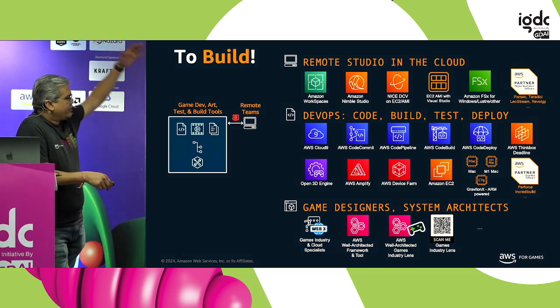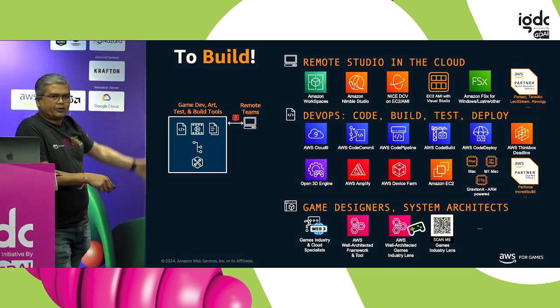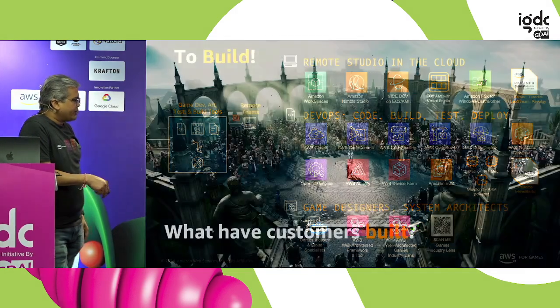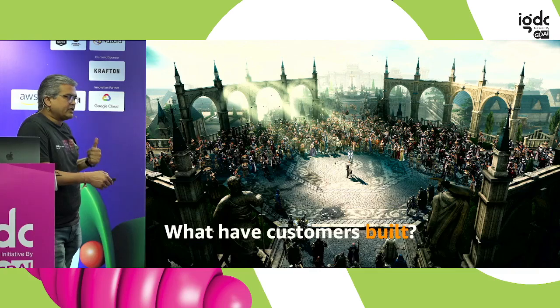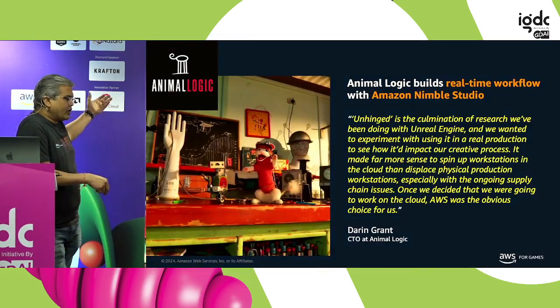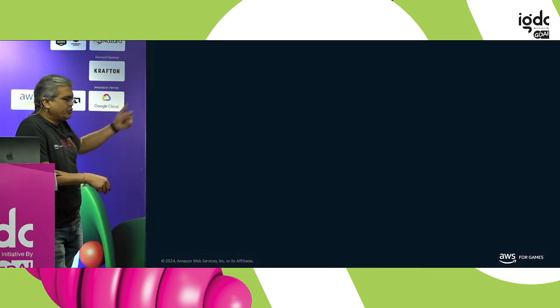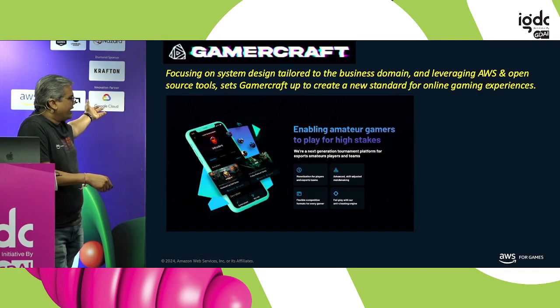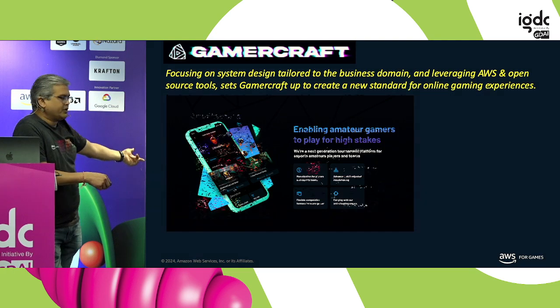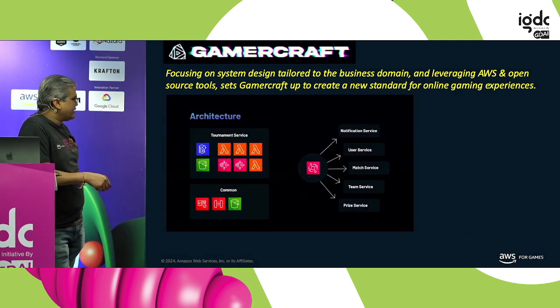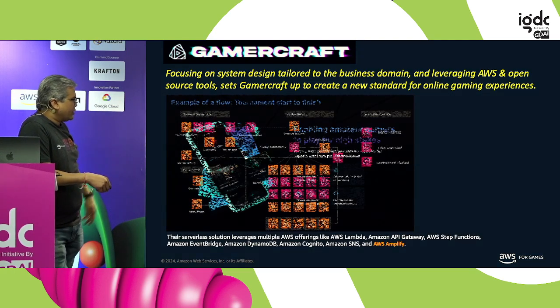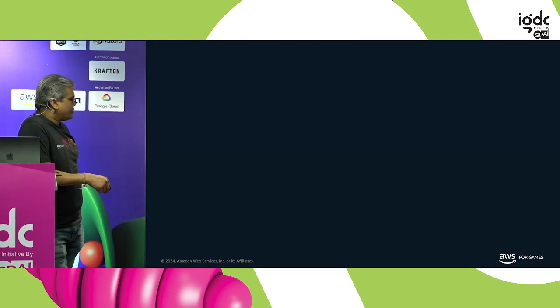So this kind of covers the build aspect, talking broadly about the things that are available when you're trying to build. So what have these customers built and how have they built it? Example of Animal Logic, they've used Nimble Studios. Example of Gamercraft, they've actually built using Amplify and serverless. They've benefited from the solution. They've shared their solution here as well.